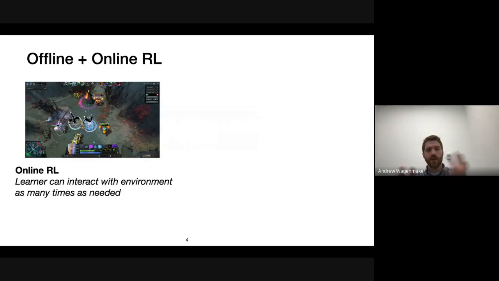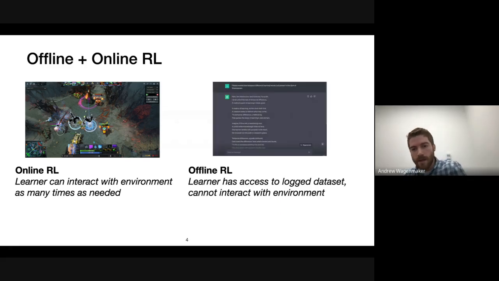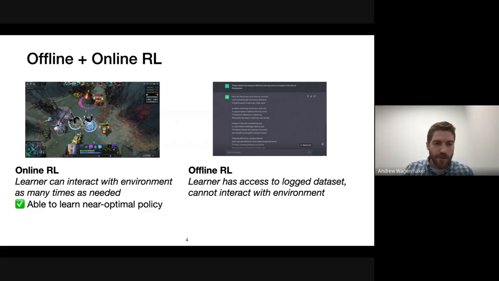And so we have two settings to look at. In online RL, the learner can interact with the environment as many times as they need. They can go out and collect the data they need to solve the problem. In offline RL, at least in a typical setting, the learner just has access to a log data set, and they can't go out and interact with the environment. The advantage of online RL is that we can learn very powerful systems, say systems that are good at really complex video games like Dota 2.